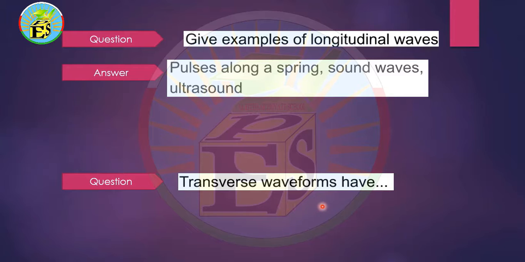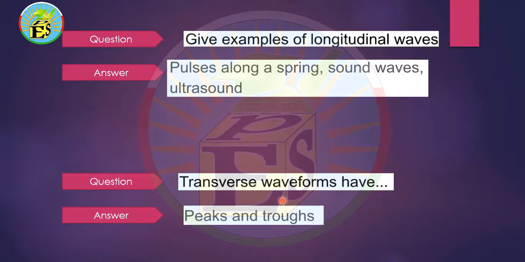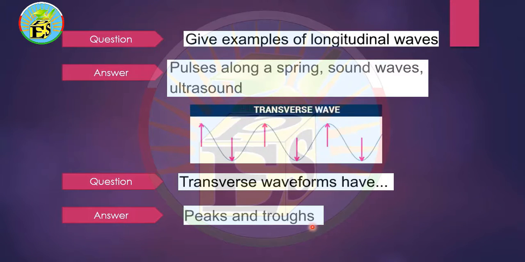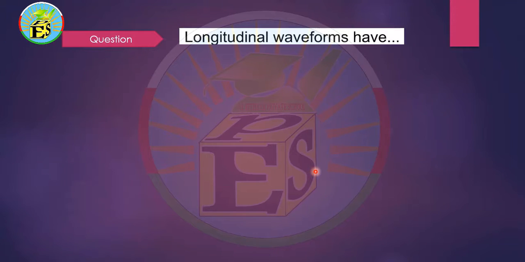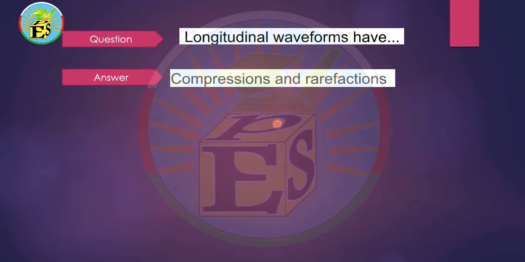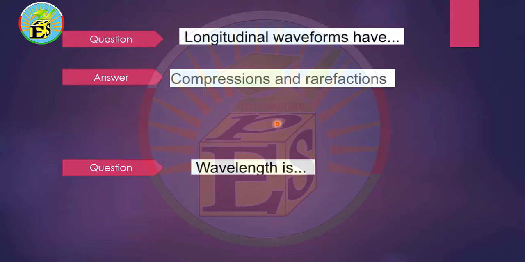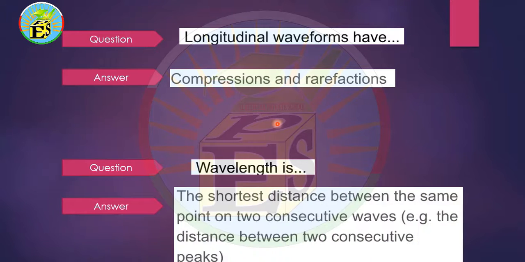Transverse waveforms have peaks and troughs, or crests and troughs, like this. This is a peak and this is a trough. Longitudinal waveforms have compressions and rarefactions.